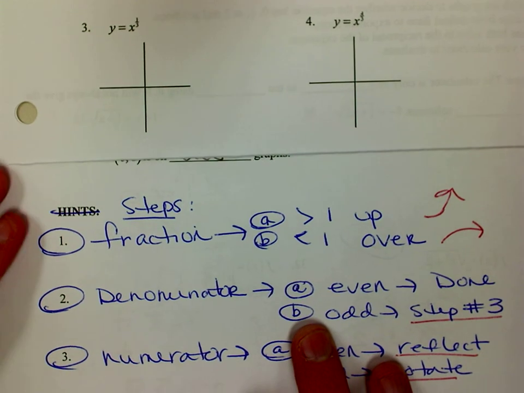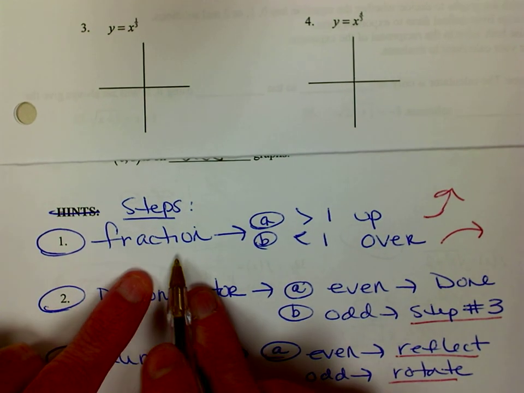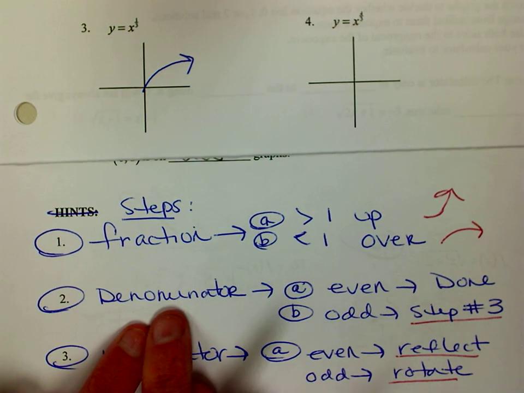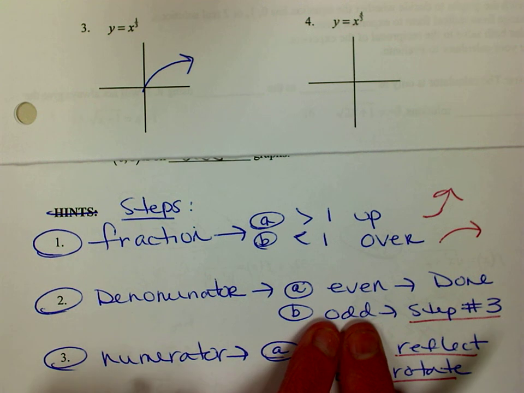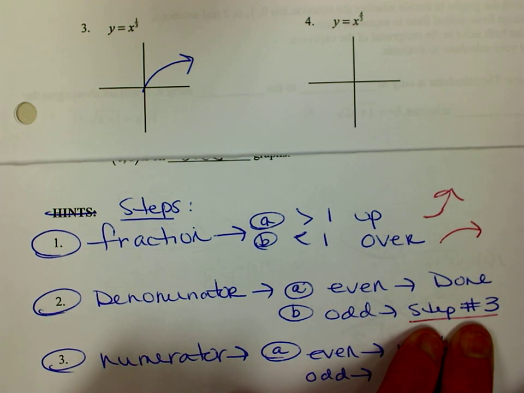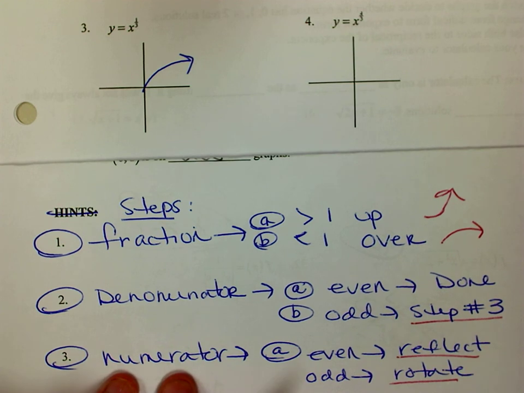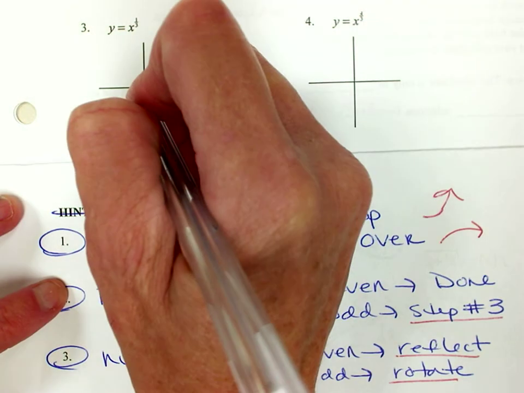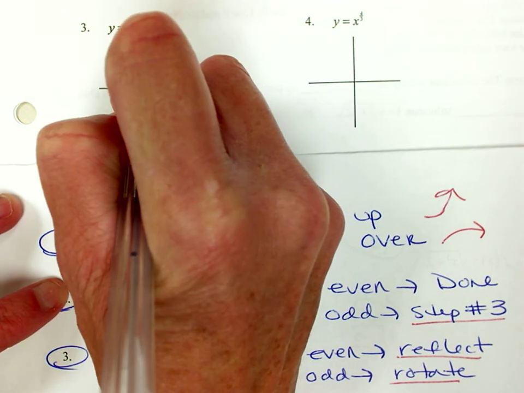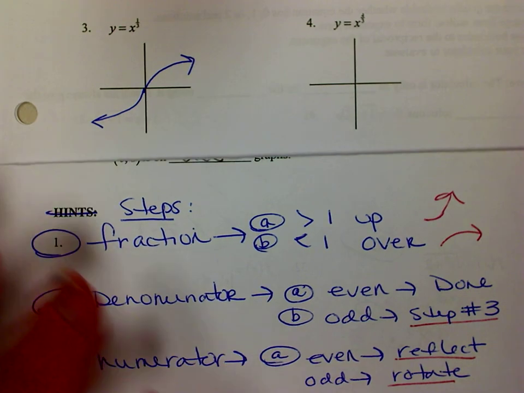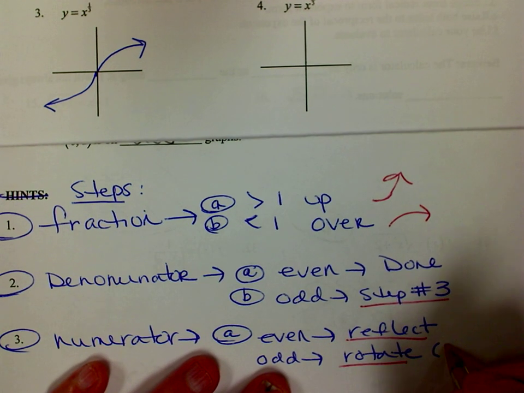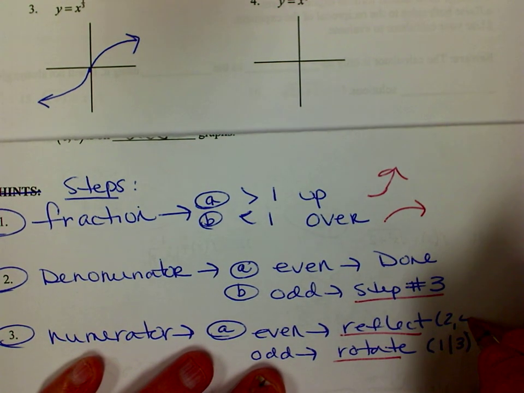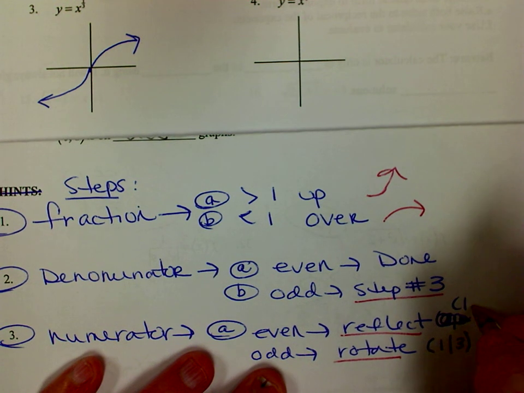Okay, number 3, my fraction is 1/3. That's less than 1. So I'm going to go over. My denominator is odd this time, so I have to go to step number 3. Step number 3 tells me I have to now look at the numerator. The numerator is odd, so I'm going to rotate. So this is going to stay there, but the other part is going to rotate down into the third quadrant. So when you rotate, you're going to be in quadrant 1 and quadrant 3. When you reflect, you're going to be in quadrant 2 and quadrant, whoops, that's not right. You're going to be in quadrant 1 and quadrant 2.